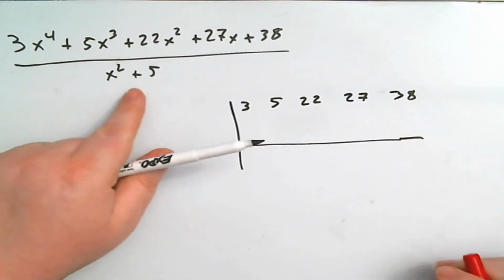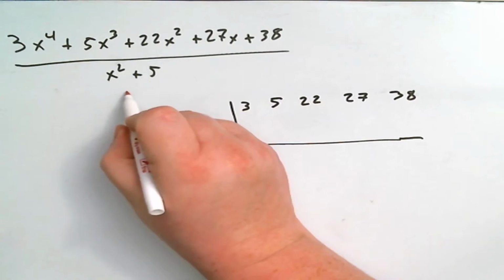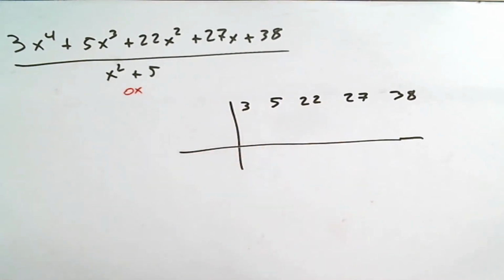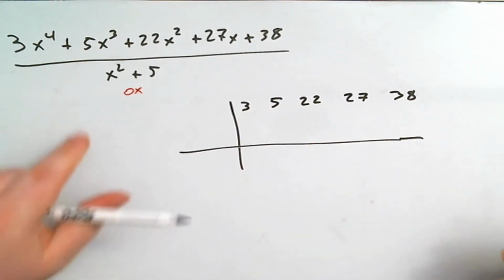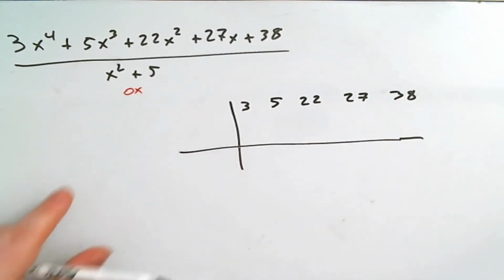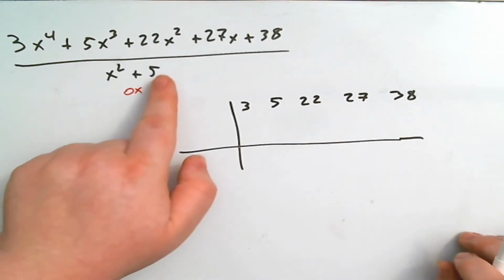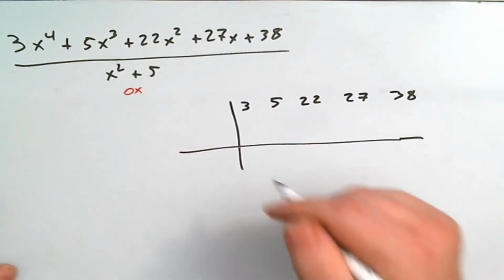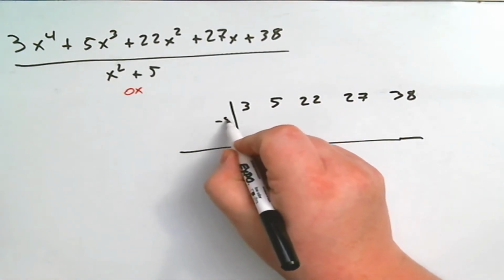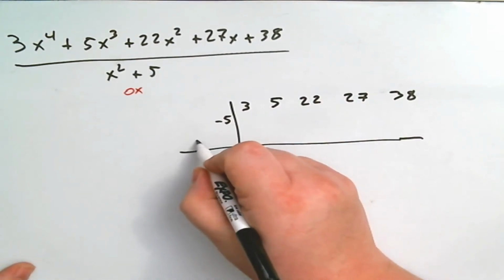Now notice this doesn't have an x term, unlike the previous one. But really we can think of that as just being 0x, right? It's our middle term. So we can think of this as x squared plus 0x plus 5. So our middle coefficient is 0. Just like we did in the previous one, change the sign of the 5. That's going to go into this row here. And then change the sign of 0. Well, that's still just 0. And that goes into this row here.